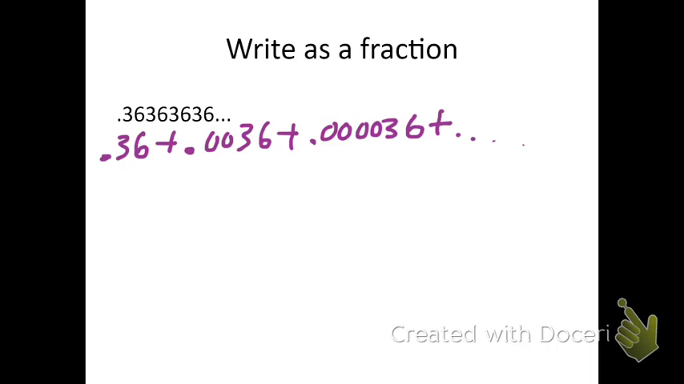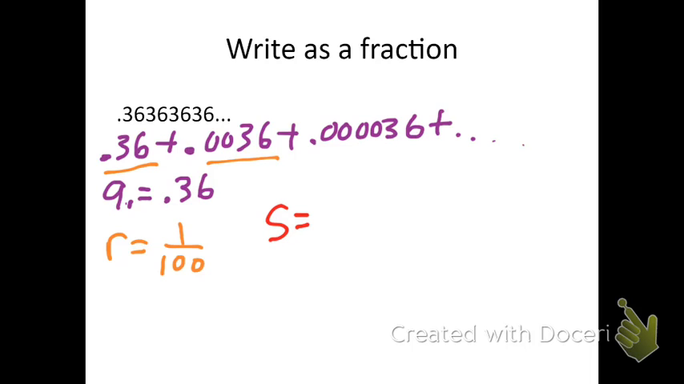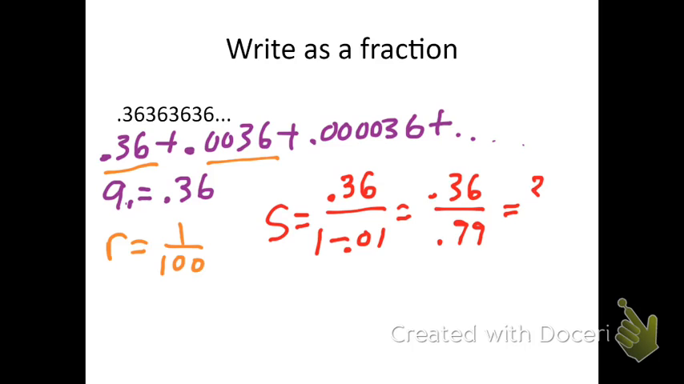So it's going to follow that pattern. Now this is actually a geometric sequence because we have a first term, it's 0.36, and if you divide any 2 consecutive numbers, like this divided by that, you see that the common ratio is 1/100th. So if we use the infinite sum formula, which is the first term over 1 minus r, we get 0.36 over 1 minus 1/100th, which we'll write as 0.01. Alright, as a decimal, that's 0.36 over 0.99, which is 36 over 99. 9 goes into 36 4 times, goes into 99 11 times.